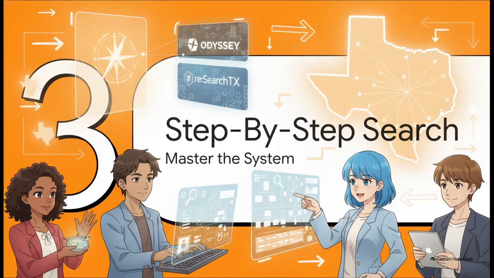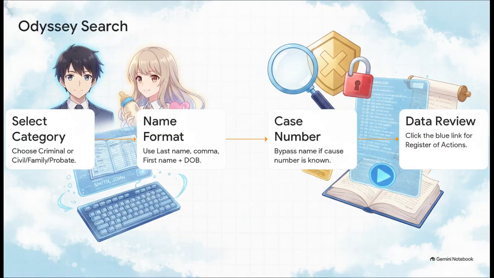All right, Section 3, Step-by-Step Search. It is time to master the system. Let's start with the Odyssey Case Management System. Step 1, you have to select the right category, either criminal or civil, family, and probate. Step 2 is super critical. When searching by name, this system is incredibly strict.